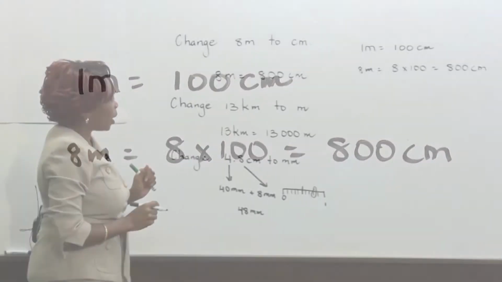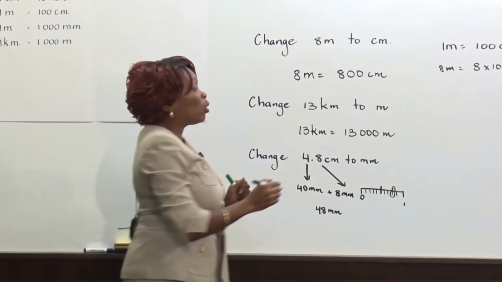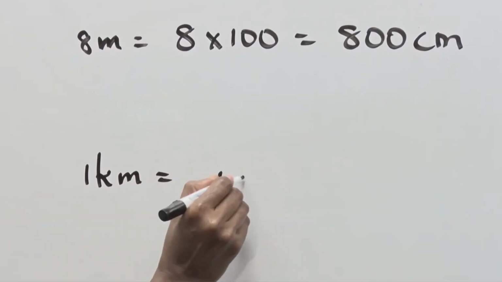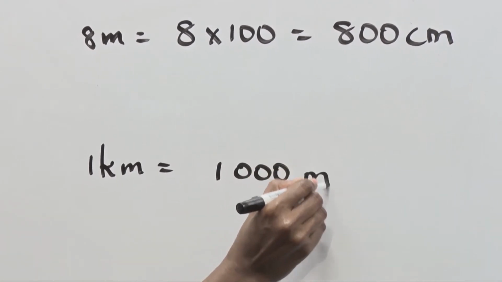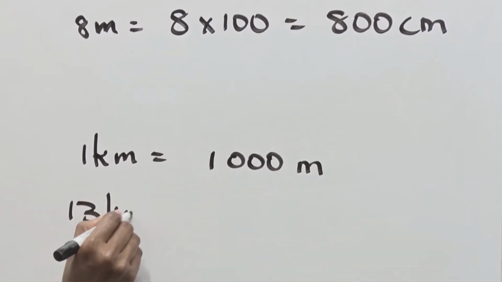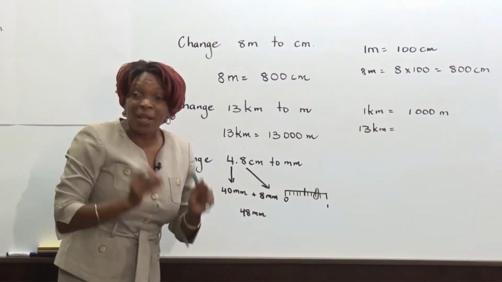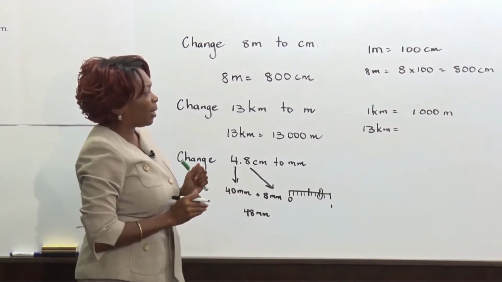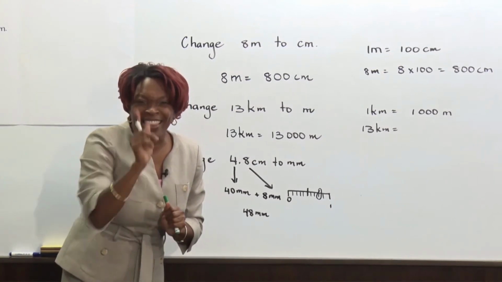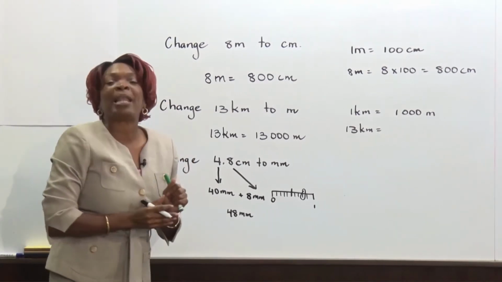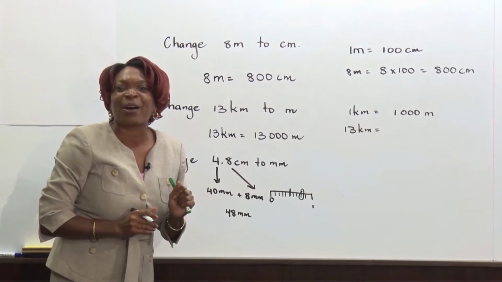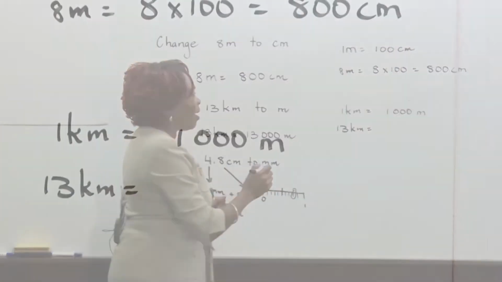Let's try it with the next one. 1 kilometer is equal to 1,000 meters. What about 13 kilometers? Are you going to count 13 times 1,000? We did that already. What can we do? There you have it. We are going to multiply our 13 by 1,000. Are you seeing it now? Yes, you are.